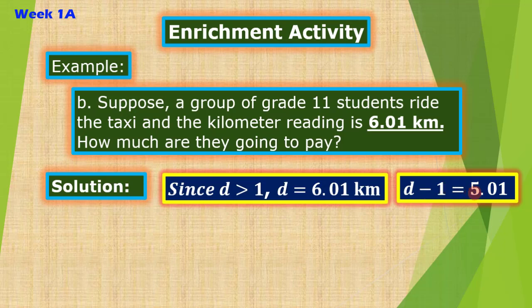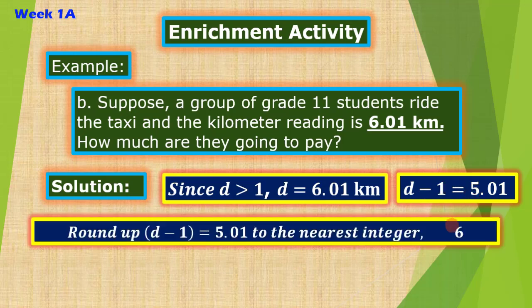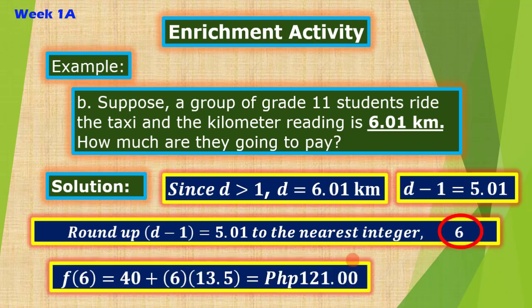Take note that d minus 1 exceeds 5. So we have to round up, and it's going to be 6. And we have to get f of 6 using the second function. And this is 40 plus 6 times 13.50, or we have 121 pesos. Hence, the students will pay 121 pesos for a taxi ride having the kilometer reading at 6.01.